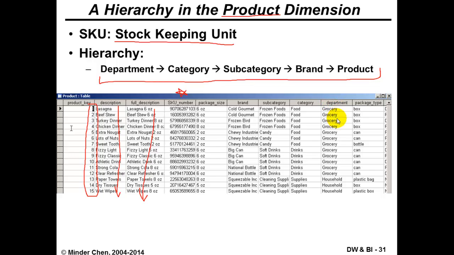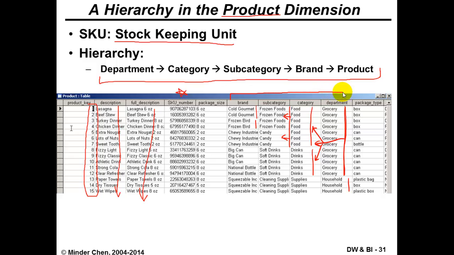And we can actually look at the data in the table itself to figure out the structure of the hierarchy. For instance, for department, we have grocery and household, two possible values. Under grocery, we have food and drink. So obviously, based on this relationship, we know that department can be broken down into category. In the grocery department, we sell food and drink. And for food, if we look at the values here, the food category can break down into frozen food and candy. And frozen food can be broken down into two brands, Cold Gourmet and Frozen Bird. I guess Thanksgiving is coming, maybe. So that's the hierarchy.